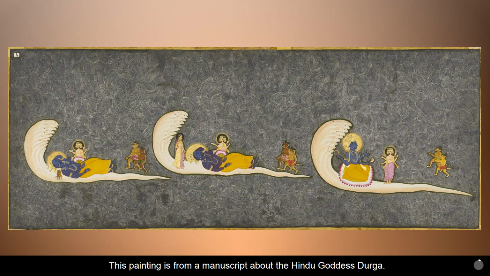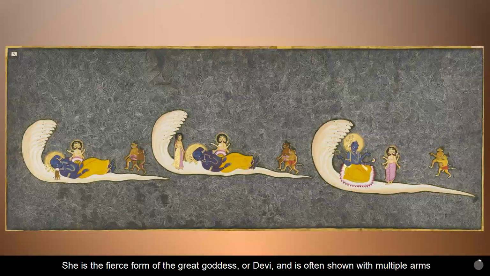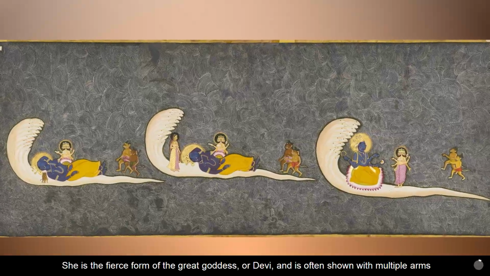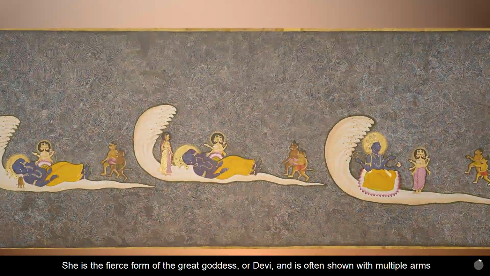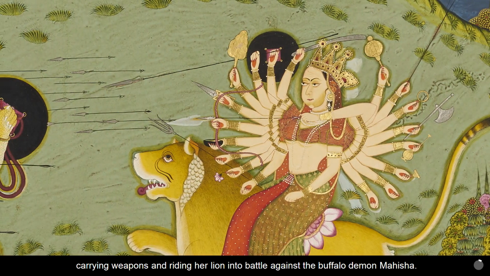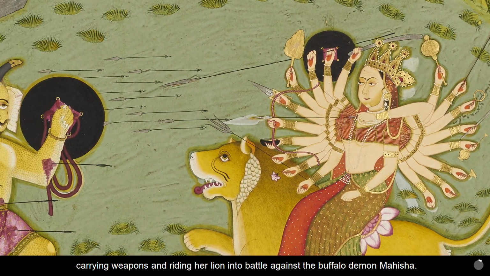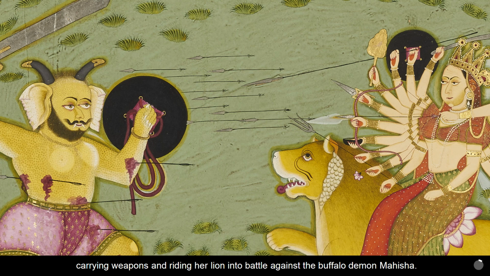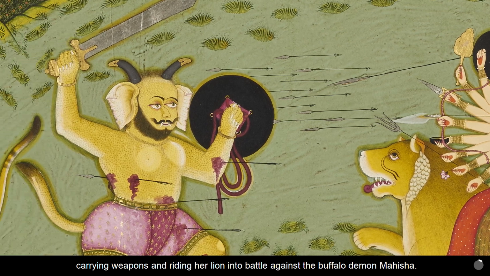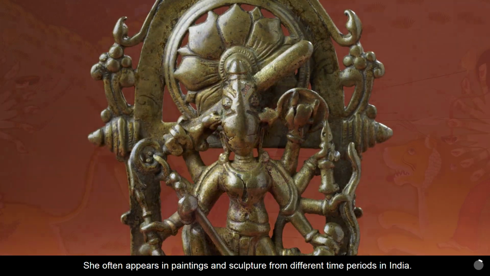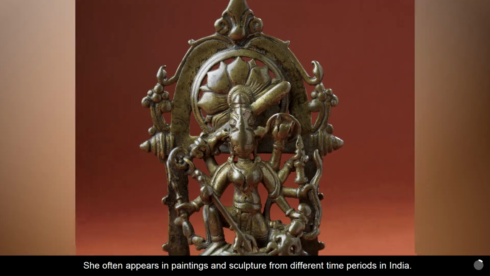This painting is from a manuscript about the Hindu goddess Durga. She is the fierce form of the great goddess, or Devi, and is often shown with multiple arms, carrying weapons, and riding her lion into battle against the buffalo demon Mahisha. She often appears in paintings and sculpture from different time periods in India.